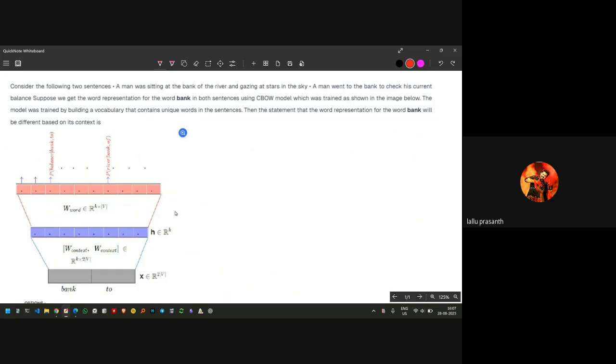So we are using CBOW. Word representation for both the sentences. The bank will be different based on the context. Do you think it will be different, or are they talking about this matrix? Sorry, this vector. The input will be the same. The input will be the same.